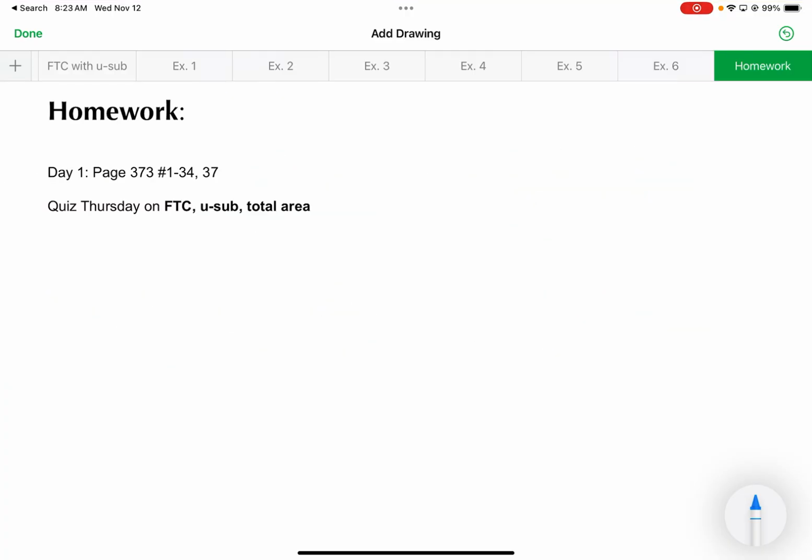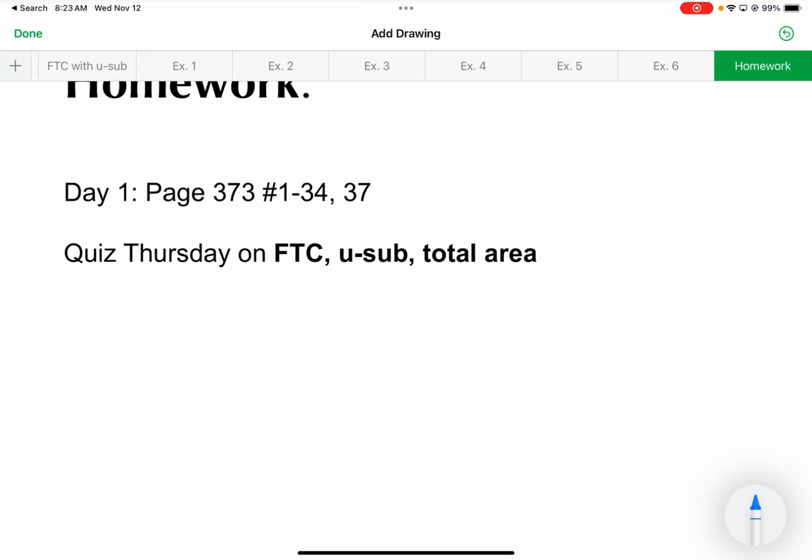Homework is on the last slide. You guys have plenty of time to, well, I'm going to give you guys your tests. We'll talk about those. But other than that, get started on your homework. And then, again, quiz Thursday, tomorrow, on fundamental theorem of calculus, u-substitution, and then u-sub with fundamental theorem of calculus, and then total area.